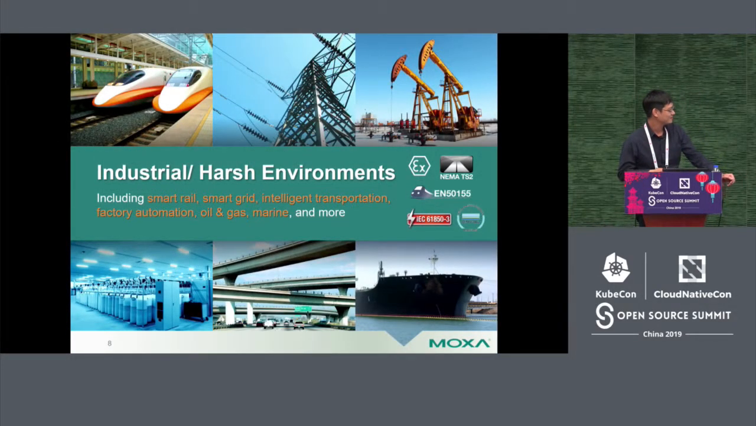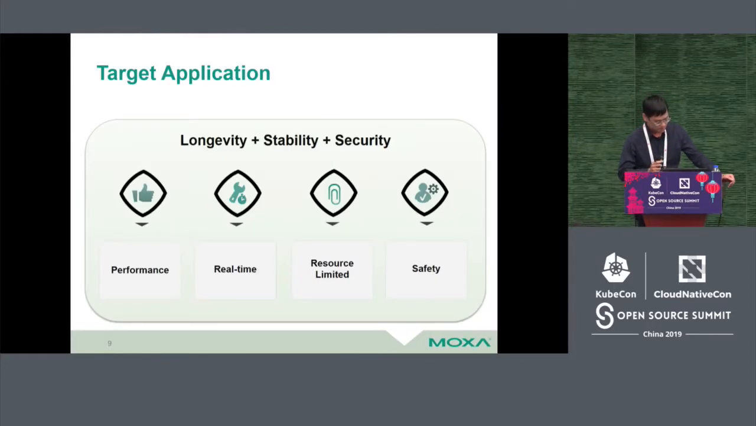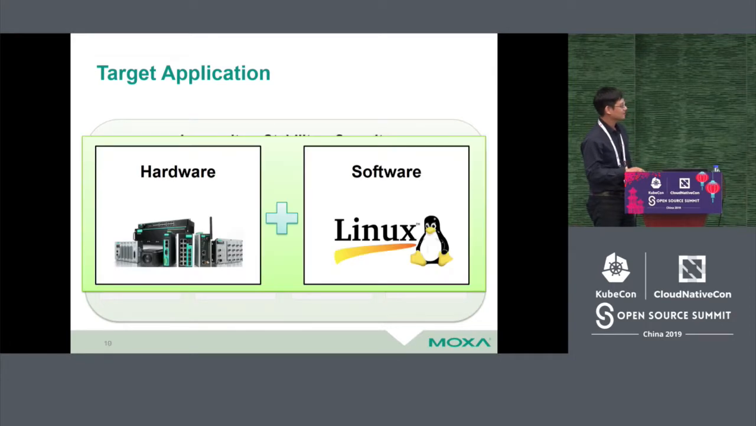Industrial harsh environments include rail, grid, transport, factory automation, and oil and gas. There are some common basic features, such as longevity, stability, and security. There are also some advanced features, such as performance, real-time, resource limitation, and safety. Beware that some of the features need special hardware, so we need to evaluate them at the very beginning.